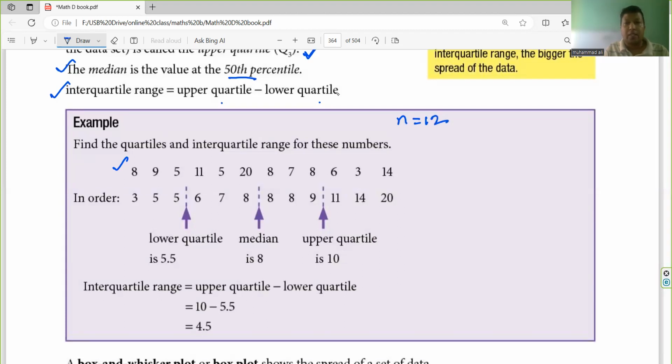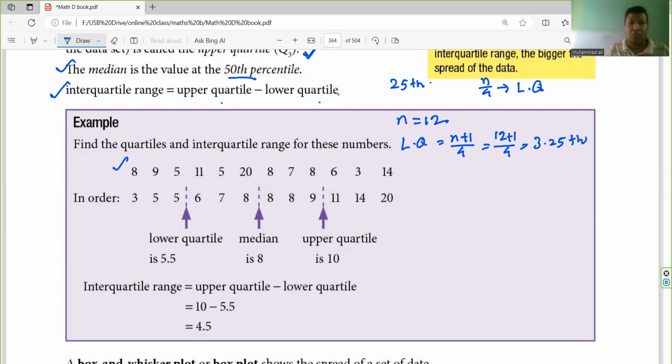We learned that the 25th percentile, or 1/4 of the total data, is the lower quartile. So we try to find the lower quartile in another way. For the lower quartile, n plus 1 divided by 4. So 12 plus 1 divided by 4. Here total data is 12, so 13 divided by 4. So it will be 3.25. So the 3.25 position is the lower quartile.